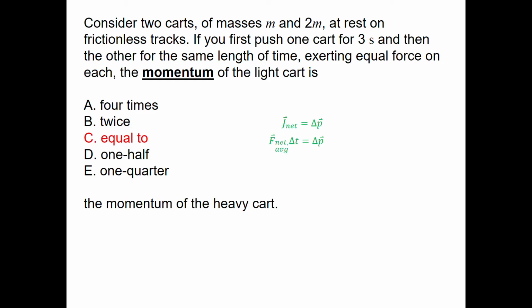And the answer is it's equal to it, because the impulse momentum theorem says that the net impulse delivered to it, and of course the weight force and the normal force from the track cancel out. So the net impulse on each cart is just the impulse due to the force that I'm applying. So the net impulse is the same on both.